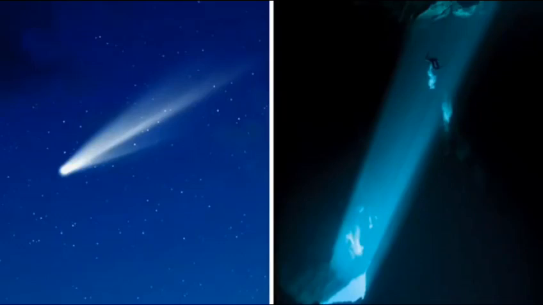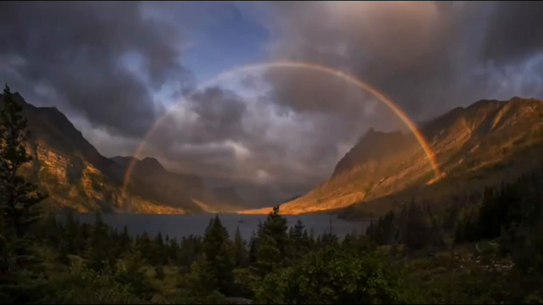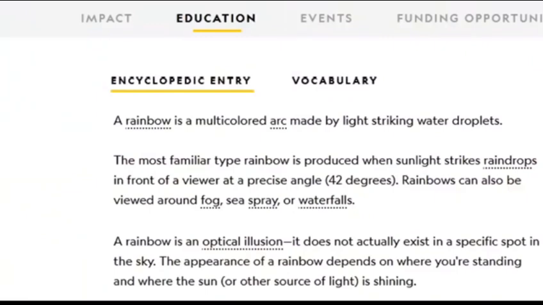There's a very simple experiment that you can do in the comfort of your own home to prove the existence of the firmament or earthly dome. Create a rainbow. National Geographic tells us that a rainbow is a multicolored arc made by light striking water droplets. The most familiar type of rainbow is produced when sunlight strikes raindrops in front of a viewer at a precise angle. Rainbows can also be viewed around fog, sea spray, or waterfalls.